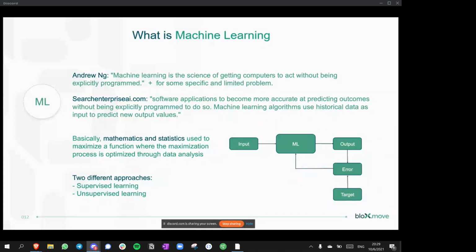And if we go to another definition, for example from Search Enterprise, they are talking about software applications that become more accurate and predict outcomes without being explicitly programmed for. So it's more or less the same as before, but here we have a new interesting topic: "become more accurate." That means that there is a dynamic inside this algorithm. These algorithms are not static, and they are able to adapt to new situations. And how is this done?